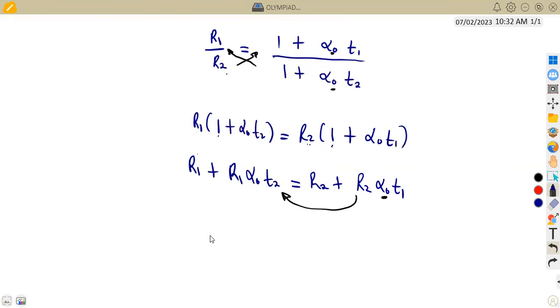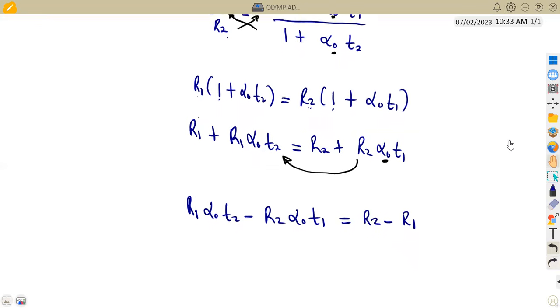That means I'm going to have R1 alpha naught T2 minus R2 alpha naught T1 is equal to, then I will transpose R1 to this side. So it's going to be R2 minus R1. All right, so we are going to have on this side R2 minus R1.